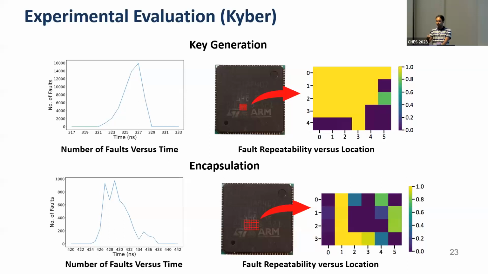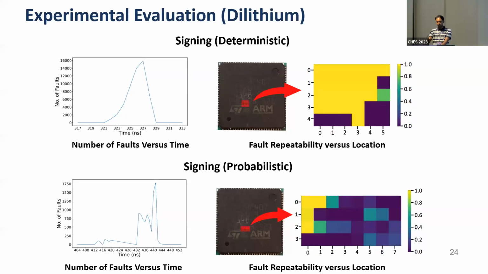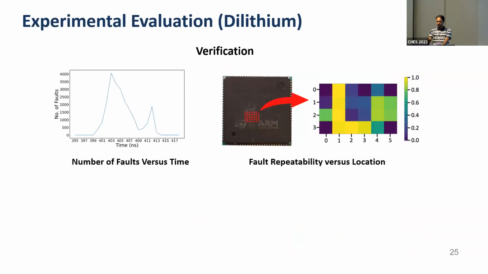These are results for the key generation procedure, and these are results for the encapsulation procedure. Similarly, these are results for Dilithium signing, both the deterministic and probabilistic variant. And these are results for the verification procedure as well. In all of our experiments, we observed that this fault is highly repeatable, and hence we were able to perform practical fault attacks on both Kyber and Dilithium.